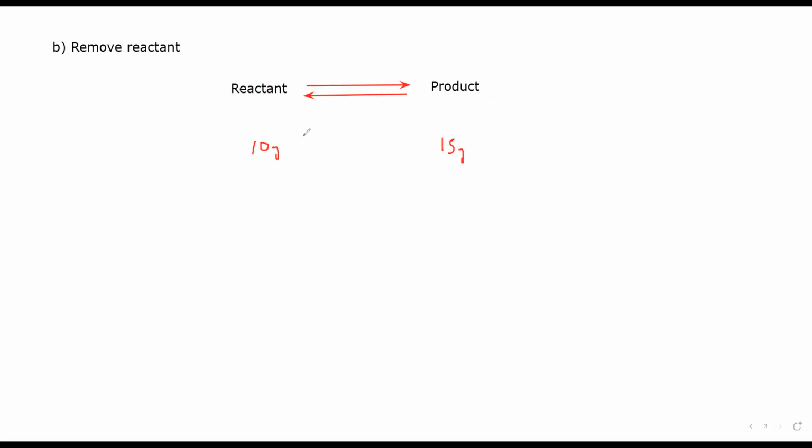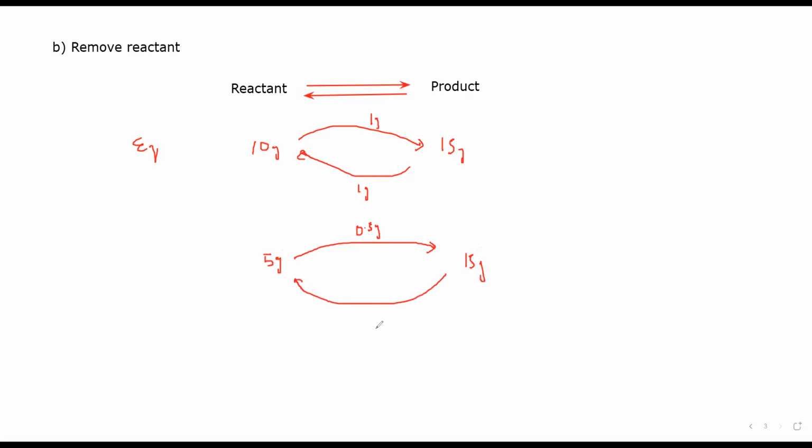It was in equilibrium, so 1 gram is forming a product, and at the same time 1 gram decomposes and forms back the reactants. If I remove reactant, example, I was having 10 gram of reactant, but what I did, I made it 5 grams now. So if 10 gram was making 1 gram of a product, how much product will 5 gram form? It will form half of what it was forming originally, so this will be 0.5. But the product is 15 gram, so it will still decompose to 1 gram of a reactant.